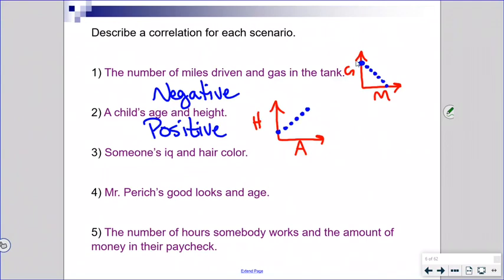Someone's IQ and hair color. No correlation, no blonde jokes, please. We don't need that. Plus, the smartest person that's usually in this room is bald, so that doesn't make sense.